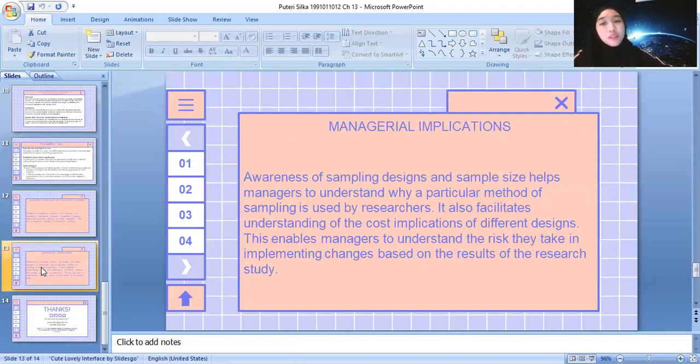And the last is managerial implication. Awareness of sampling designs and sample size helps managers to understand why a particular method of sampling is used by researchers. It also facilitates understanding of the cost implication of different designs. This enables managers to understand the risks they take in implementing changes based on the results of the research study.